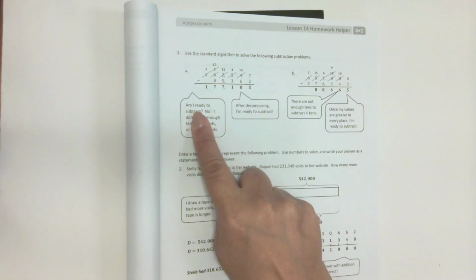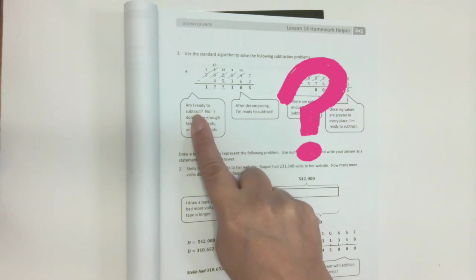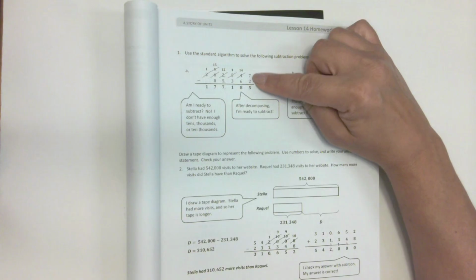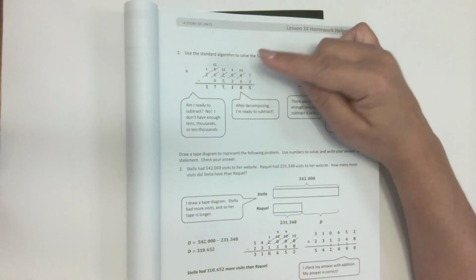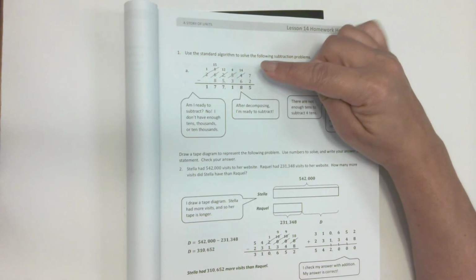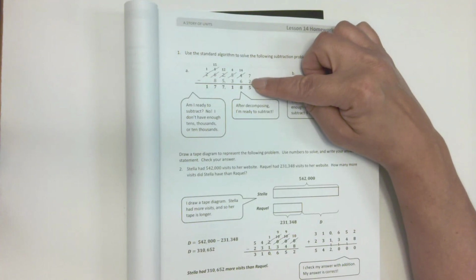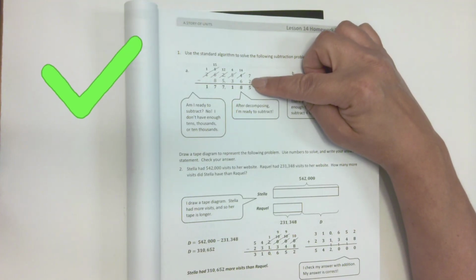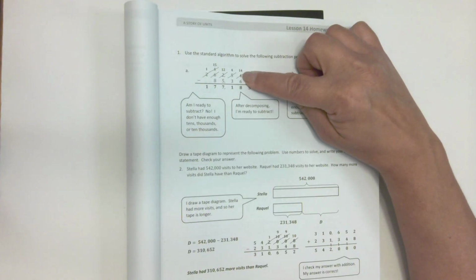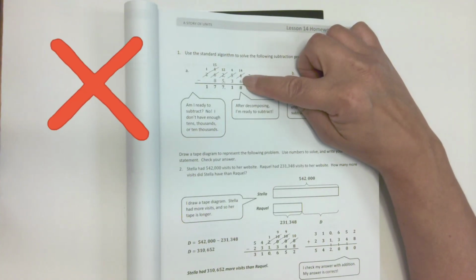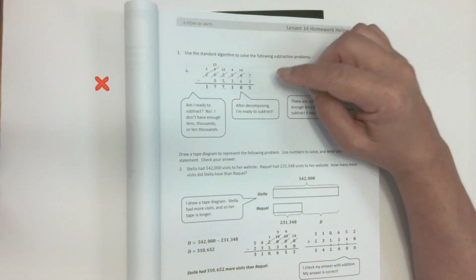So the first thing to ask is, am I ready to subtract? You check each column and see if it's ready to subtract. In each column, if the top number is greater than the bottom number, then it's ready to subtract. If the top number is less than the bottom number, it is not ready to subtract, and you will need to decompose.